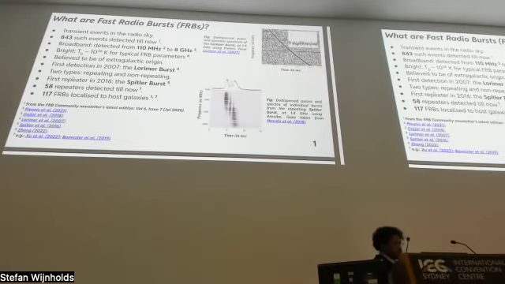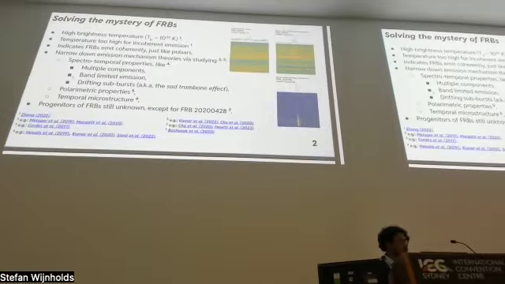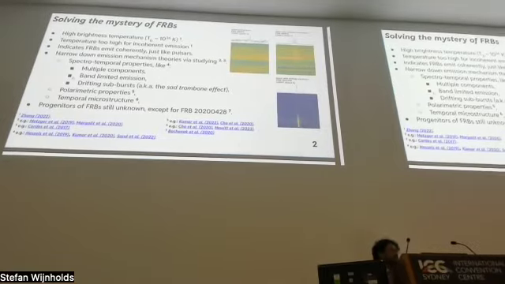Repeating FRBs were also recently discovered, and they show very unique structure, with multiple components. The first repeater was in 2016, and since then about 58 repeaters have been detected, and hundreds of FRBs have been localized to a host galaxy. So this is an overall understanding of FRBs that we have so far. But still, as I mentioned, FRBs are still a mystery.